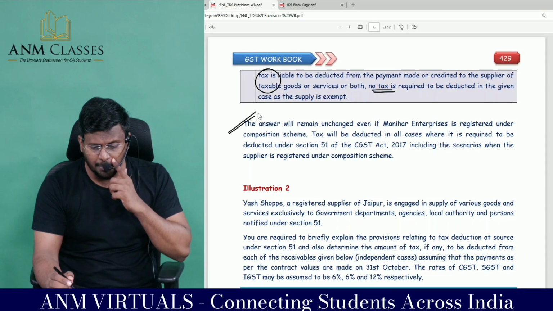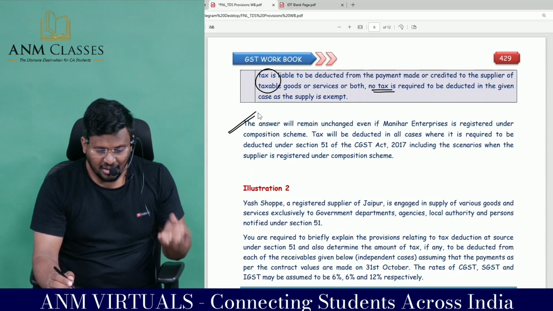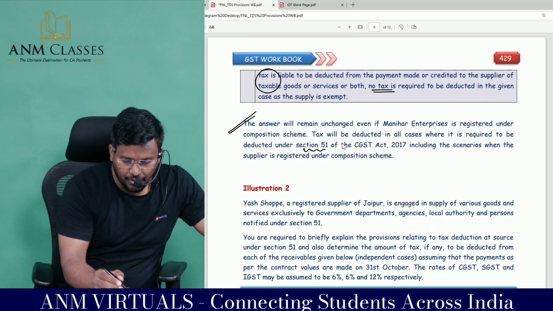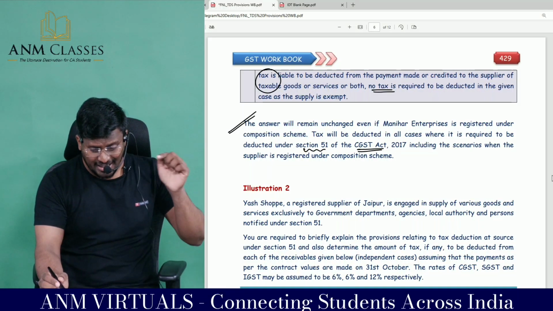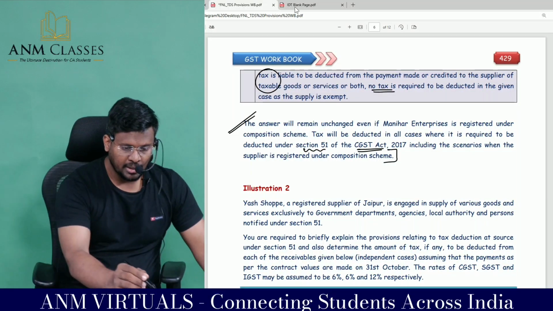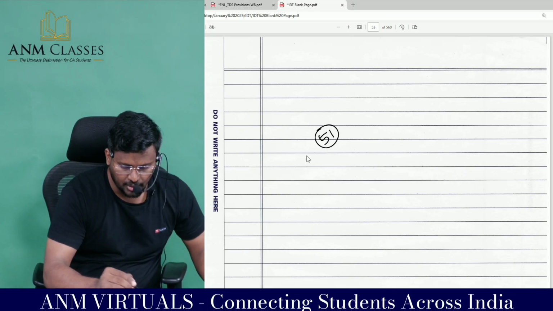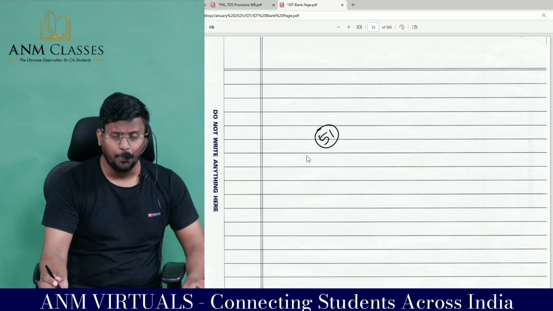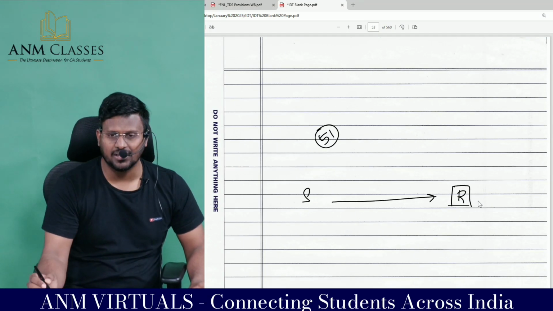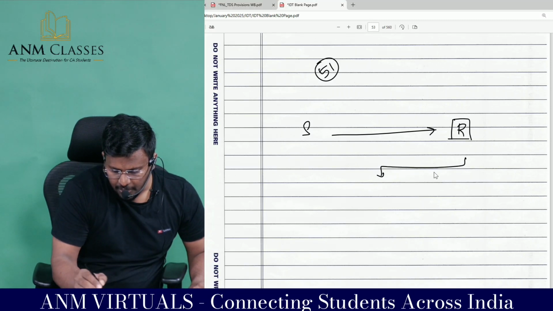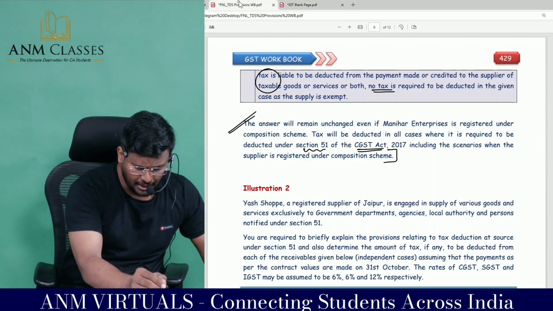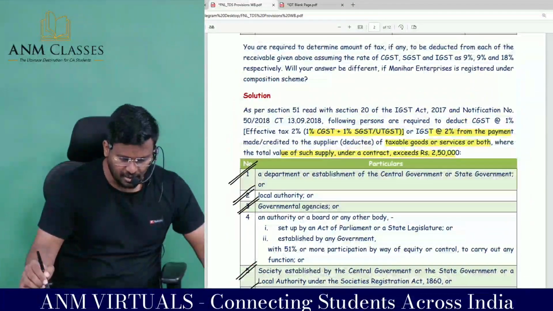Even if the enterprise is registered under the composition scheme, tax will be deducted in all cases where it is required to be deducted under section 51 of the GST Act, including the scenario when the supplier is registered under the composition scheme. So, section 51 is a very easy section. Section 51 is saying that two parties will be there. One is supplier and the other is recipient. Here the hero is recipient. This hero, sir, may be 4 people. That recipient, 4 people, is explained here in the starting.